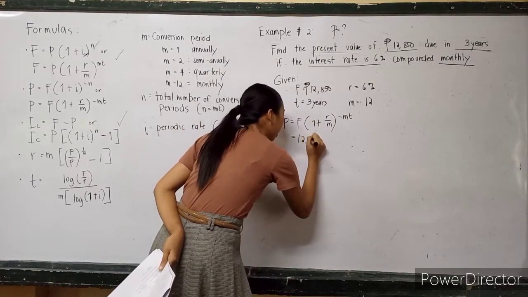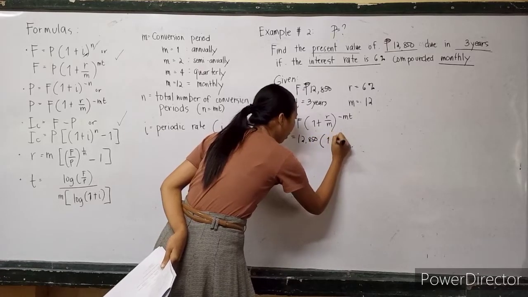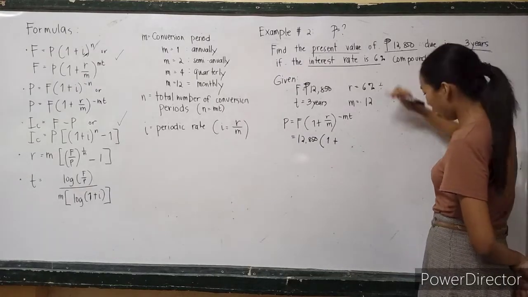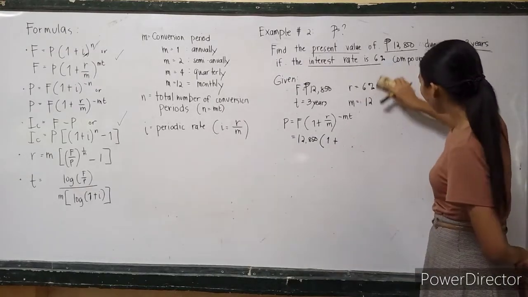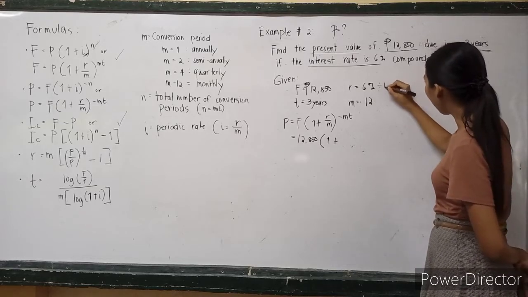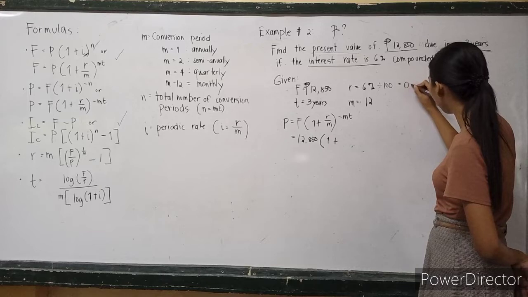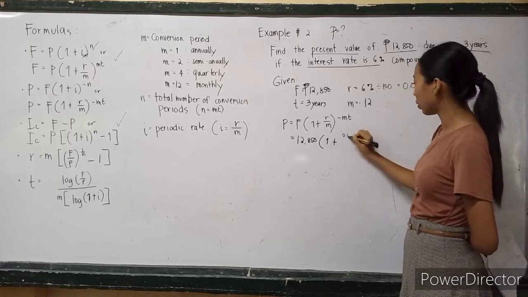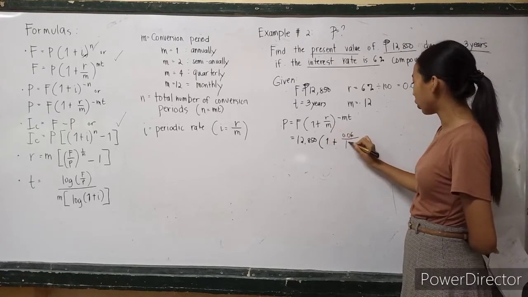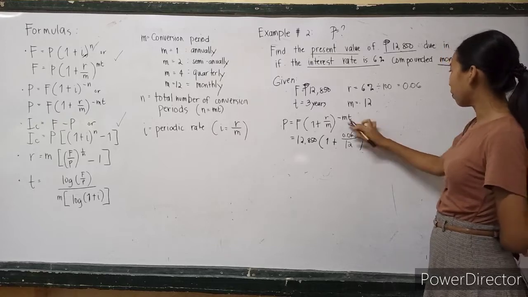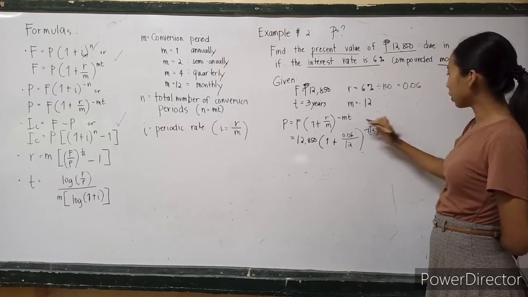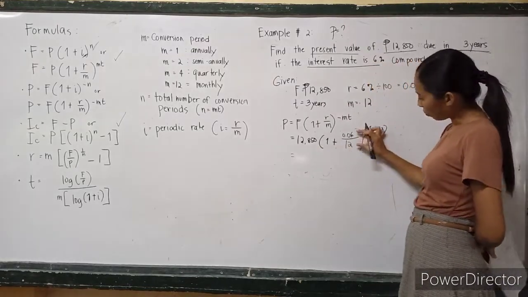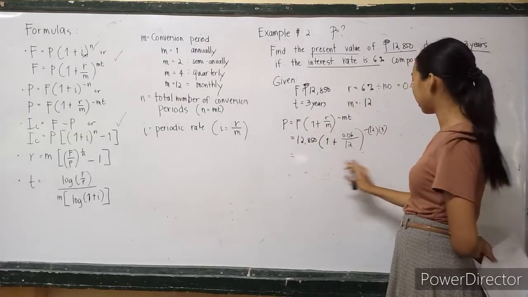So now, substitute the values. We have 12,850 times 1 plus R, which is 6%. Now, remember, i-divide nato ni siya sa 100. So, our final rate is 0.06. R over M. So, R is 0.06. I-divide na to sa imong M, which is 12. Raised to negative M, 12 times your T, which is 3 years. Ato sa ning i-process una before anything else in the equation.